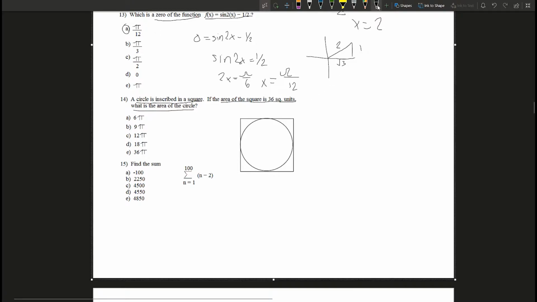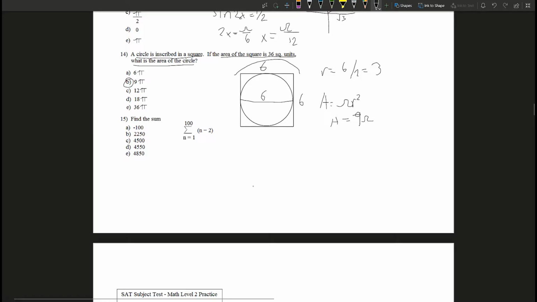All right, so if the area of a square is 36 square units, then we know that each side has a length of 6 because 6 squared is 36. So then by knowing what this side is or this side, we automatically know the diameter of the circle because that's just going to be the length of one of the sides of the square. So our diameter is 6. And then it's just smooth sailing from here. We know that our radius is our diameter over 2. That's going to be 3. And then our circle area formula is area equals pi r squared. So then our area is going to be 9 pi, which is letter B right here.